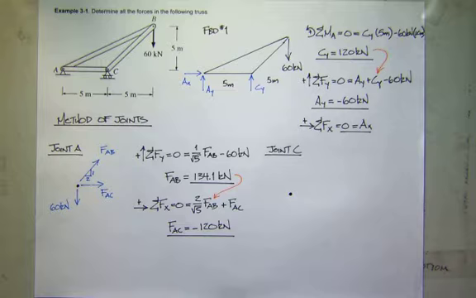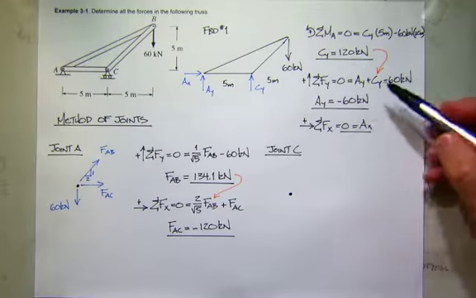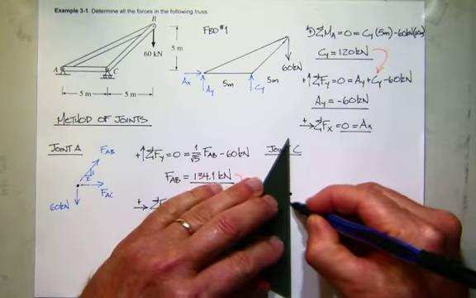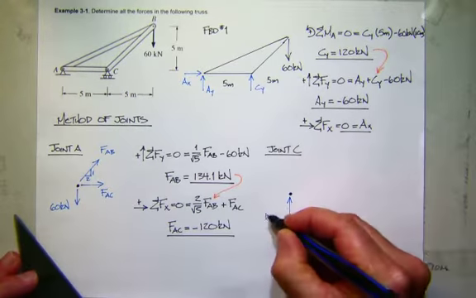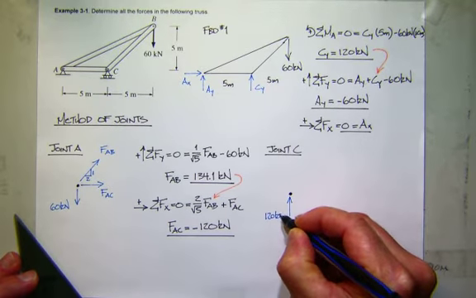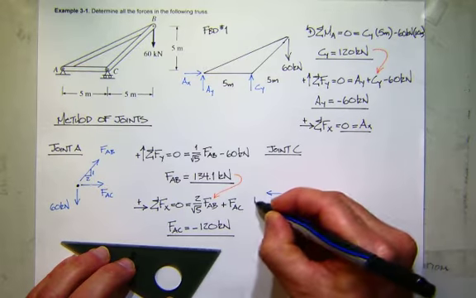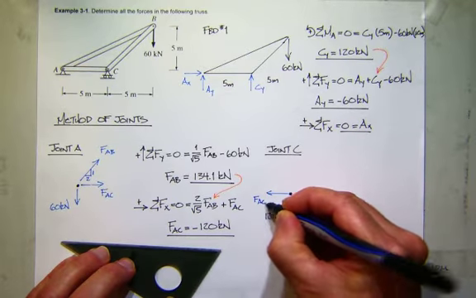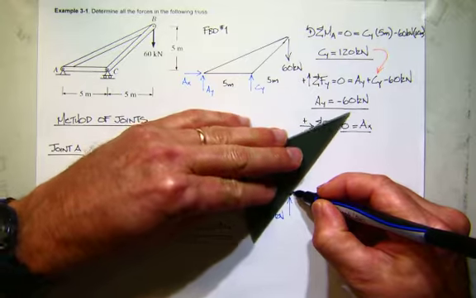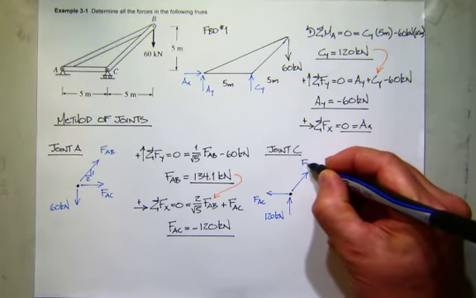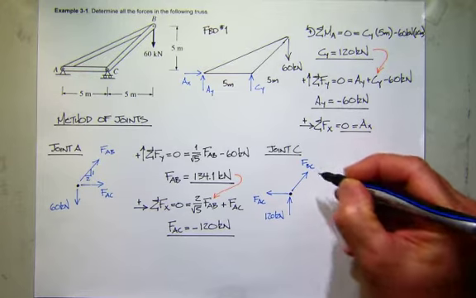Oh, isn't that beautiful? So what are the forces acting at C? Well, we have CY, which we solved for, of 120. It's acting up, so I'll have 120 acting up. I have a tension force in AC and a tension force, or assuming a tension force, in BC.